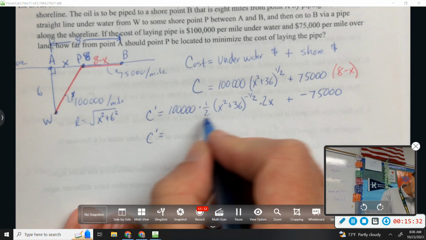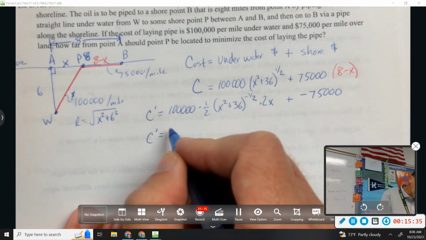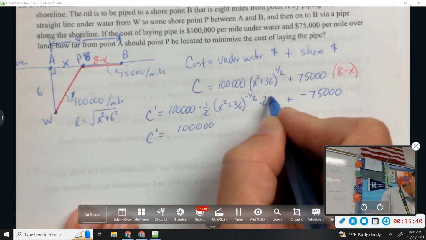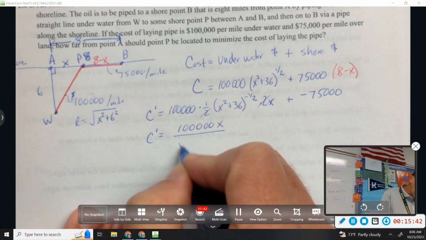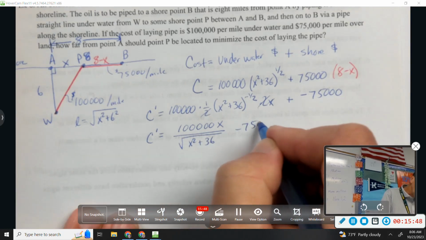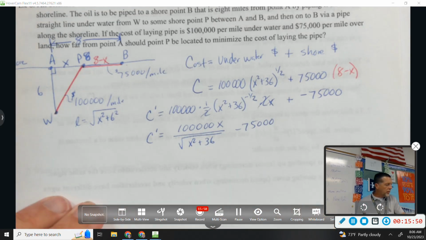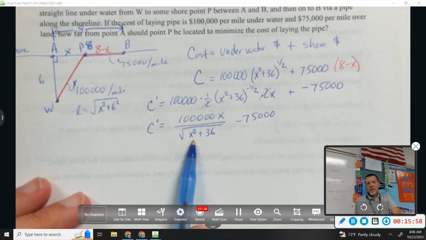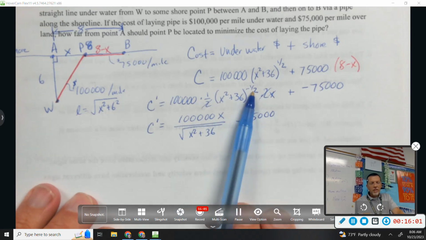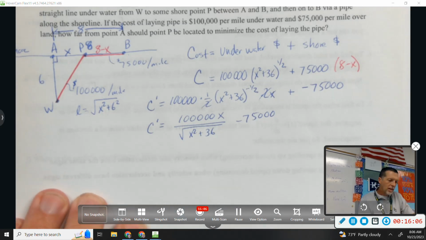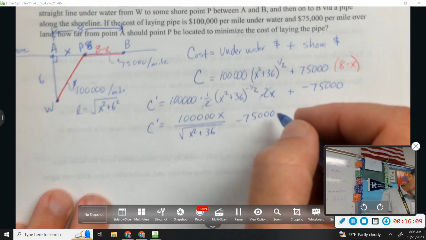Okay, cleanup crew over here. 2's cancel. So 100,000 with x in the top and square root of x squared plus 36 in the bottom minus 75,000. I switched back to square roots because now I'm back to doing algebra, and I'd rather a square root than an exponent. So exponents are great for calculus, square roots are better for algebra. Let's set that equal to 0.